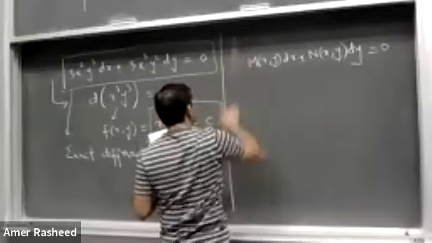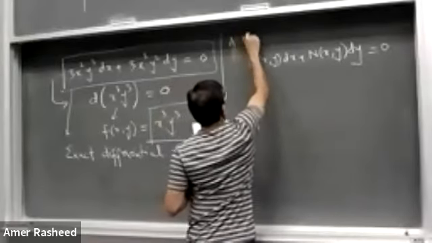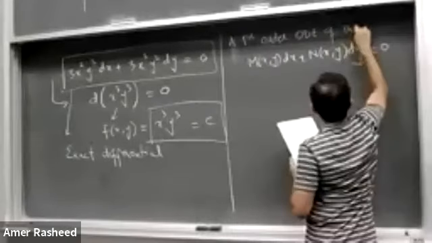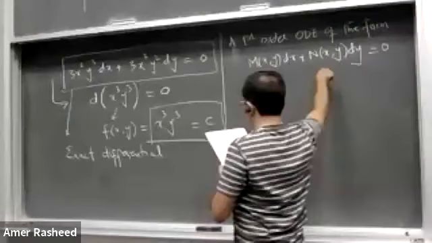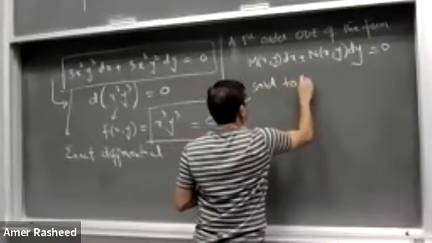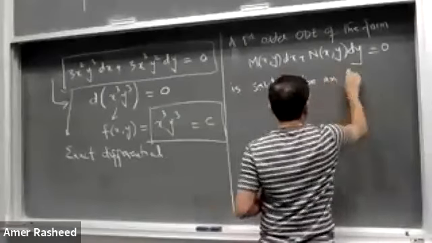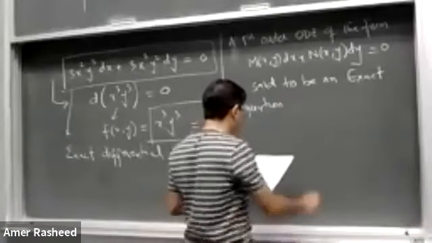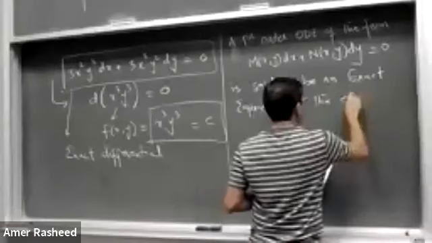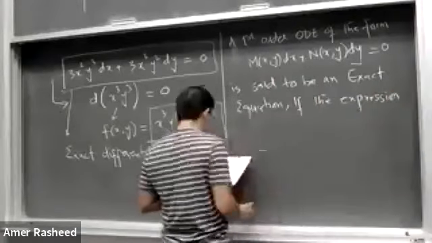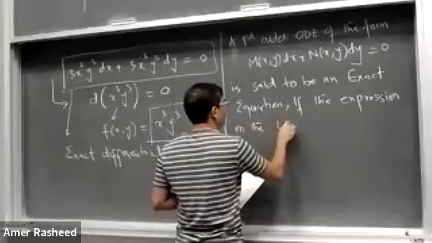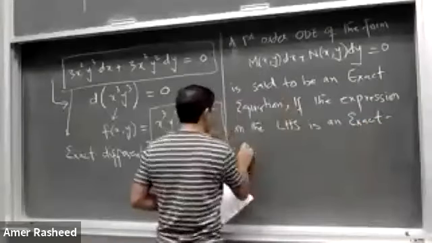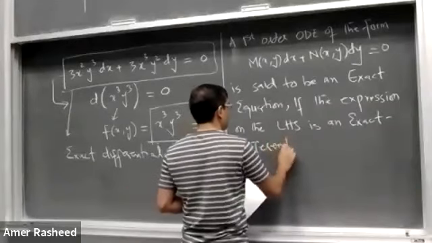Let's properly define this here. A first order ODE of the form this is said to be an exact equation, if the expression on the left hand side is an exact differential.